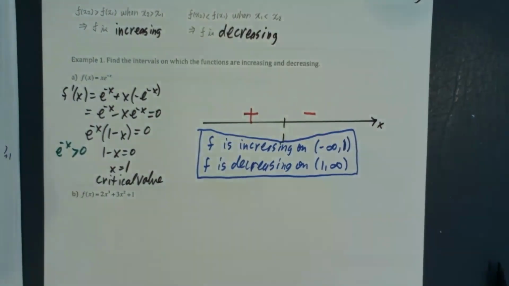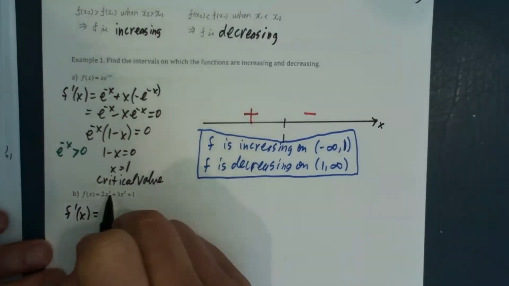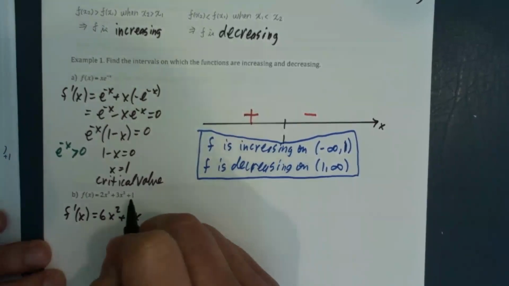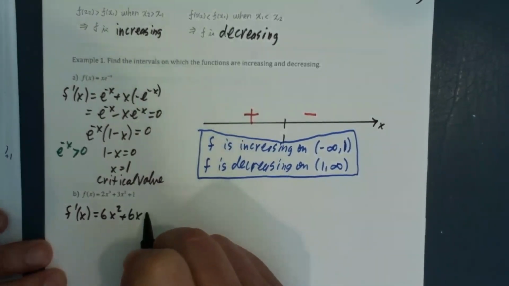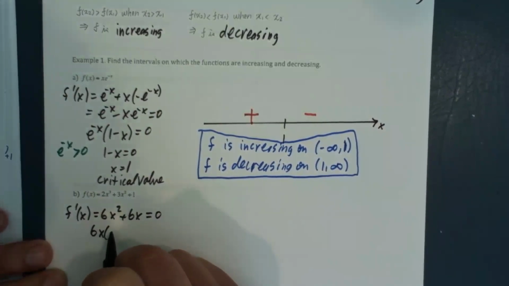All right, let's do it again with our second function here. Again, we're going to start out by taking the first derivative. That's going to give me 6x squared plus 6x. The derivative of 1 is 0, of course. And I want to know when that equals 0. Factor out a 6x.